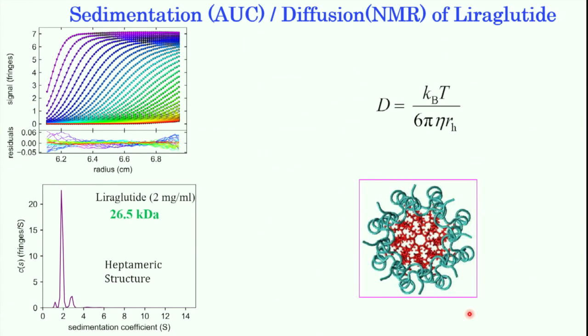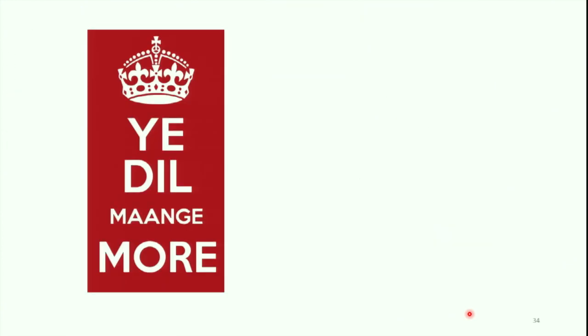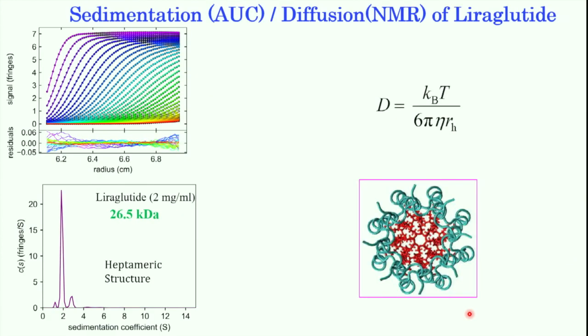Now, another thing we did: we again combined AUC with NMR to look at another small peptide, liraglutide. We again recorded the NMR diffusion as well as the AUC diffusion, and we found that liraglutide actually shows a heptameric structure. So one can show that NMR can be used as an orthogonal technique, like AUC or others, to find out the structural entity of any biopharmaceuticals. That's so far so good for, say, a small molecule based drug.